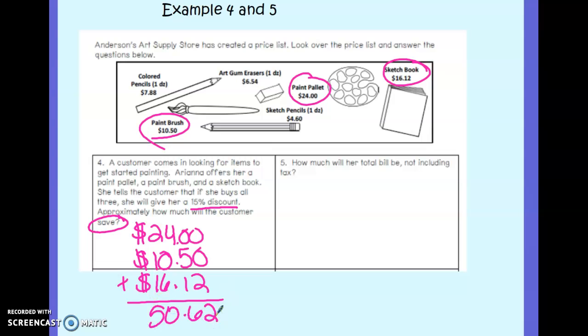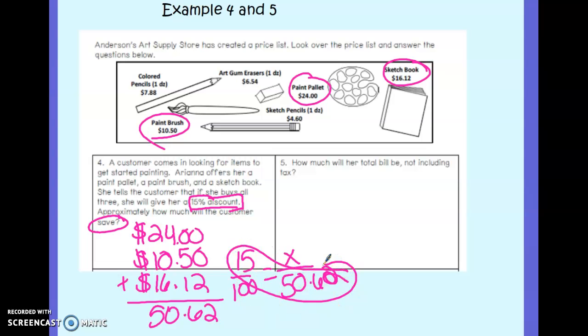Then it says she can get a 15% discount, so we're going to solve that. Remember, 15 over 100, and this is going to be our discount amount. On the bottom is $50.62, so 15 times $50.62, and then divided by 100. So she would save $7.59.